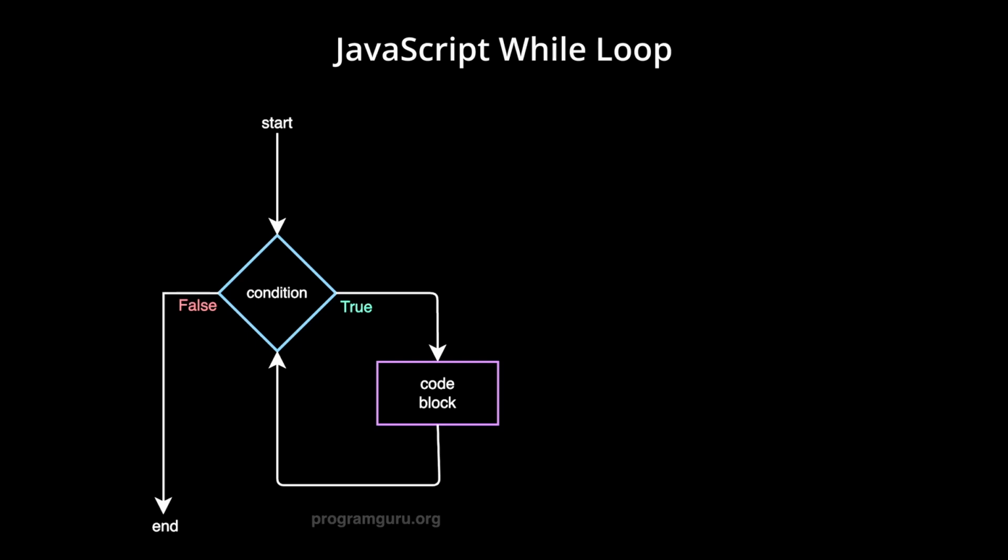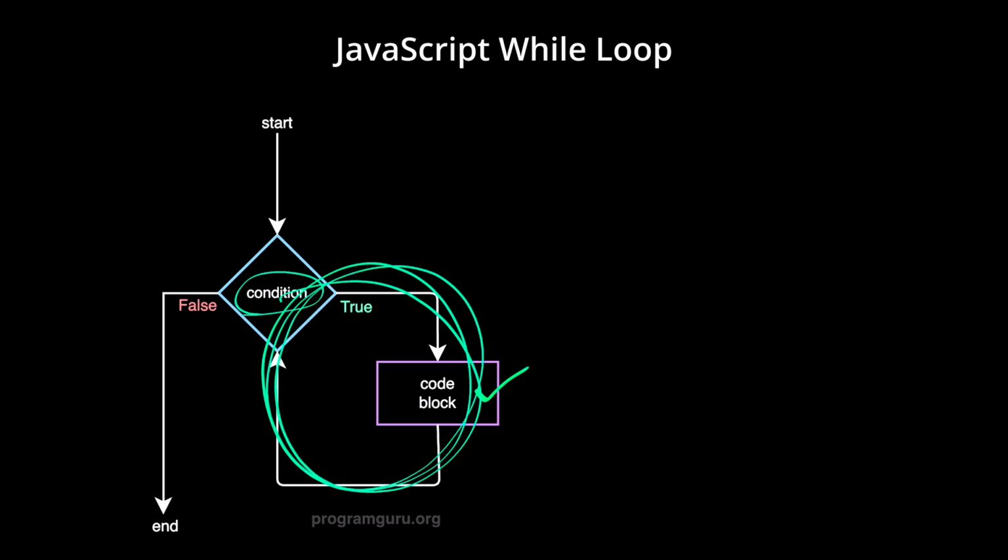JavaScript while loop. A while loop is a control flow statement that allows code to be executed repeatedly in a loop based on a given Boolean condition. The loop runs as long as the condition evaluates to true. If the condition is false, then the loop breaks.